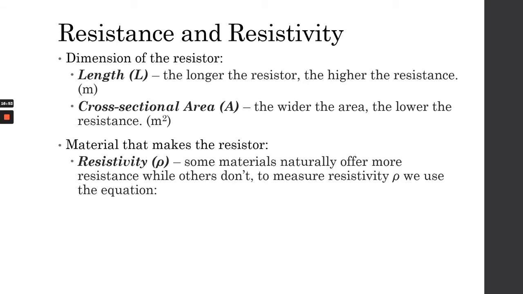So yung resistivity is in some materials are naturally offer more resistance while others don't. The measure of resistivity rho, we usually use the equation rho is equals to the electric field multiplied by the current density. We talk about the current density, so lesson 13, which is basically the current per unit area, I over A. So that's how you solve for resistivity. So if you guys want to get reminded about current density, just look at lesson 13.